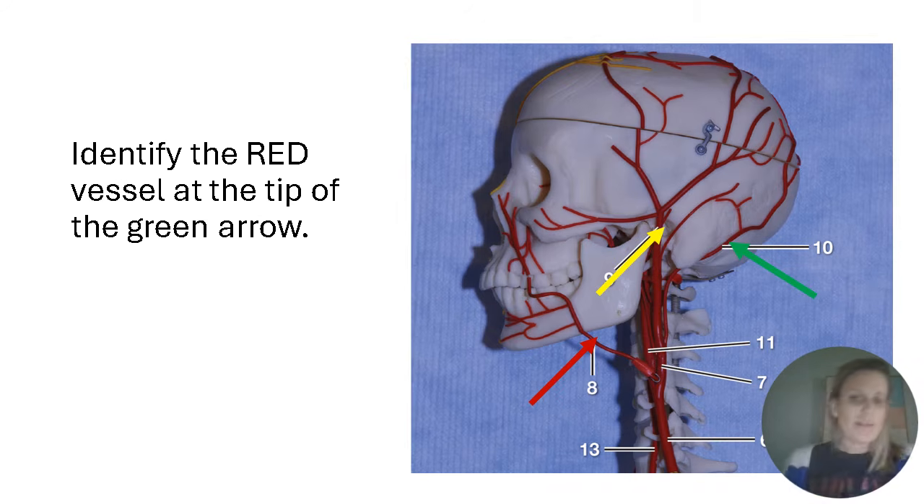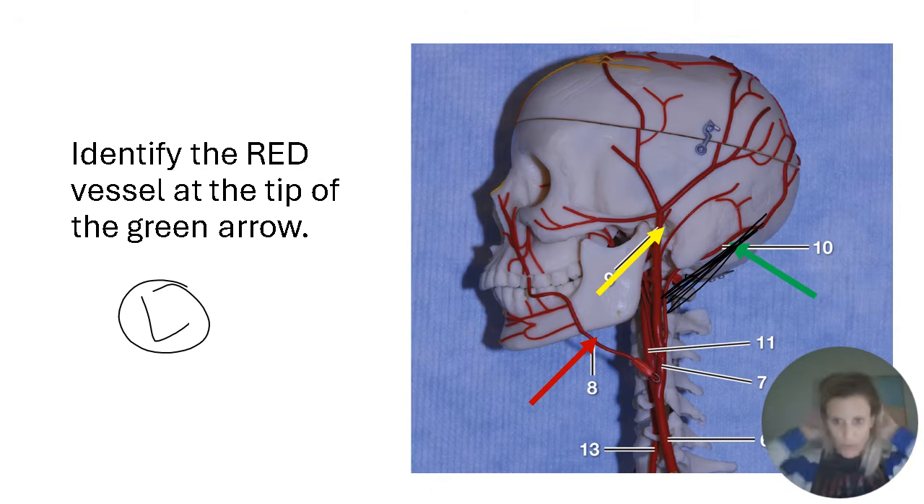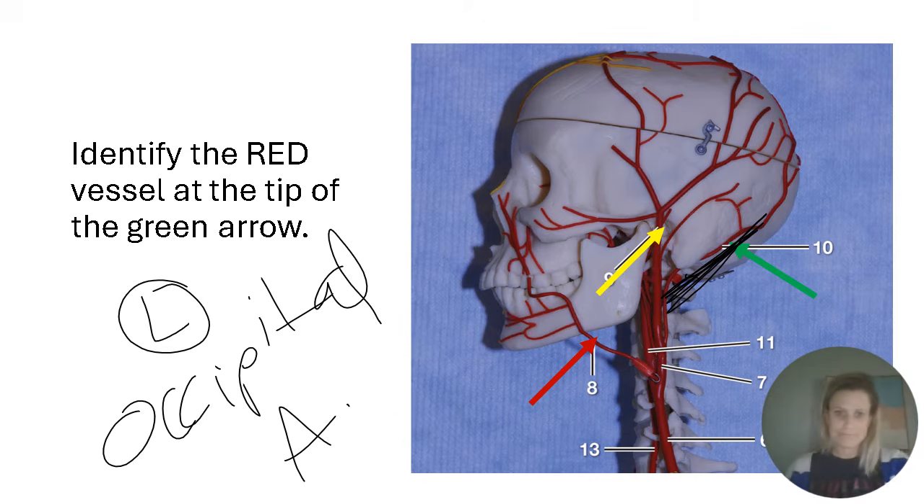Here we're looking at the left side of the skull. So left, we're looking at this artery that comes back here to the occipital region of the skull. So that's the left occipital artery.